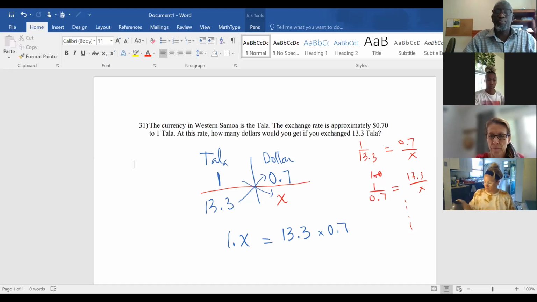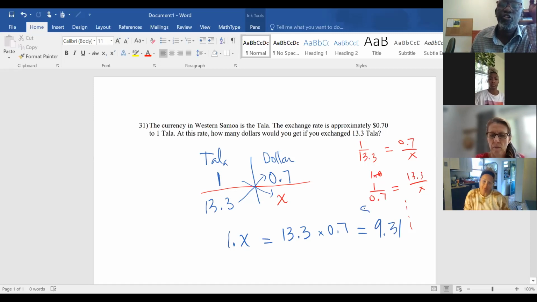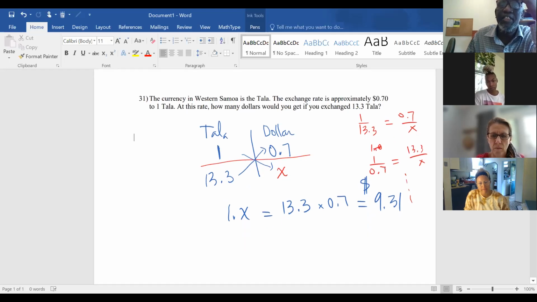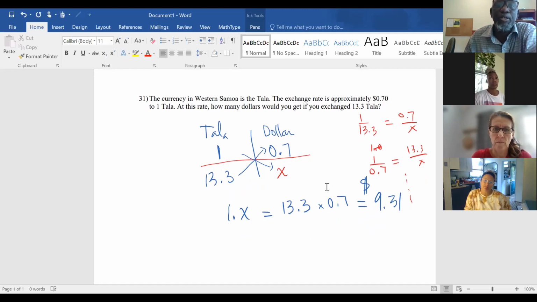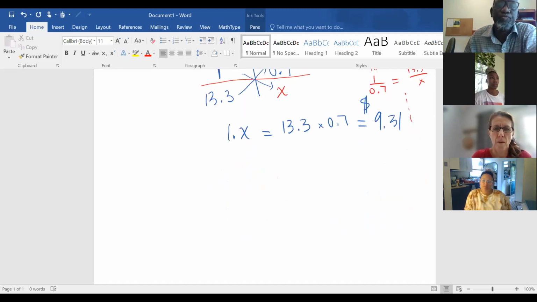So we have 9.31. So 13.3 dollars is $9.31. Again, I encourage everybody to do this small scheme in case the problem is a little bit harder. So let me pick another one right here.